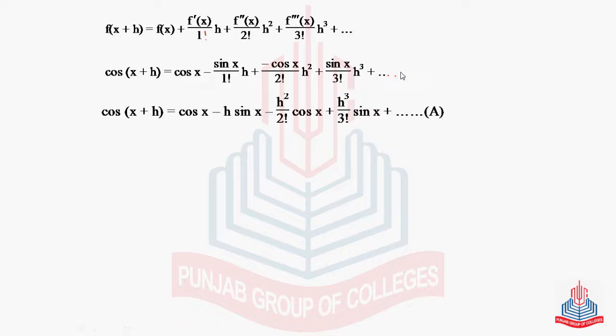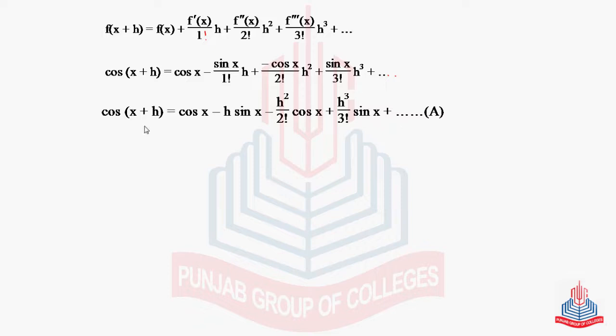Now by simplifying, that will become cos of x plus h equals cos of x minus h sin x, minus plus will be minus, h square divided by 2 factorial into cos of x, plus h cube over 3 factorial into sin x, and so on. We just name it series A. This is our required proof.